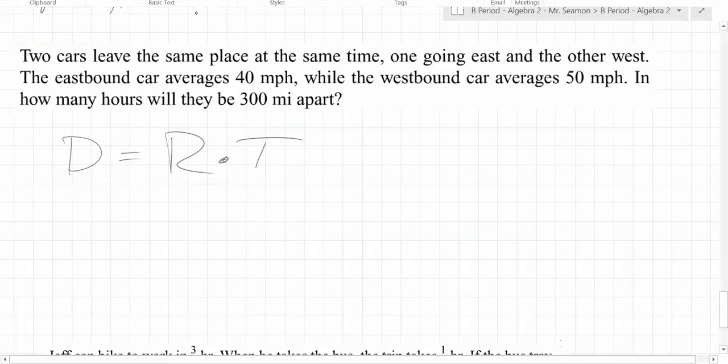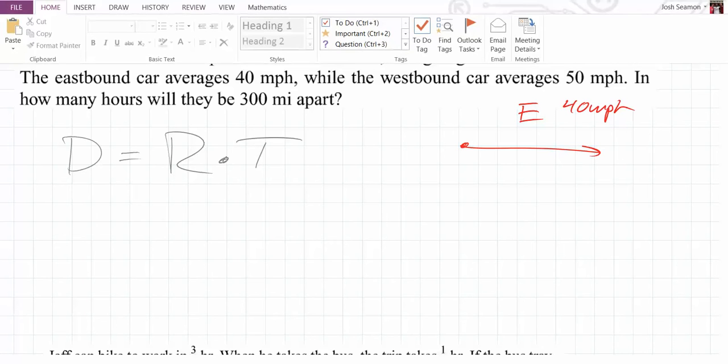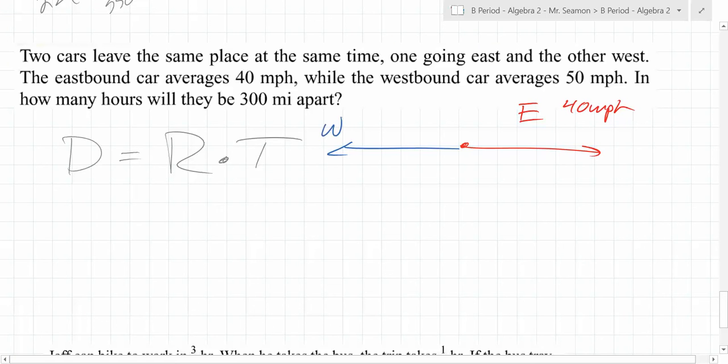Yeah, so you have two cars starting in the same spot. One's going east at how fast? 40 miles per hour? And then you have a car going west at 50 miles an hour. You know that distance is equal to rate times time, and you have the eastbound car and the westbound car.